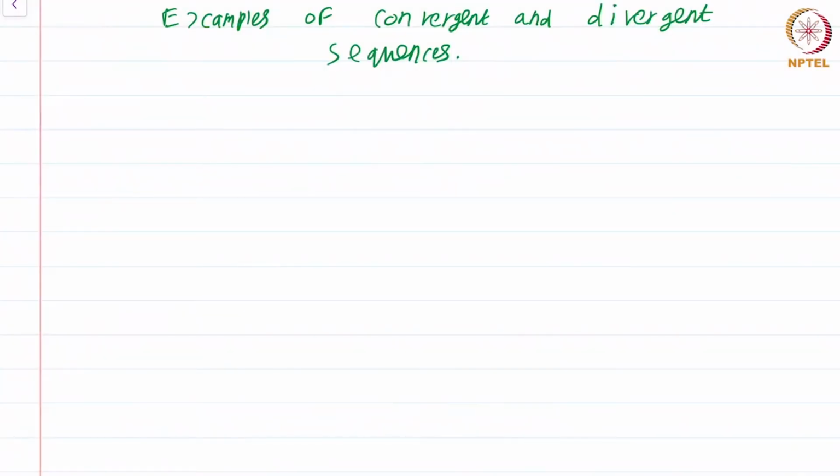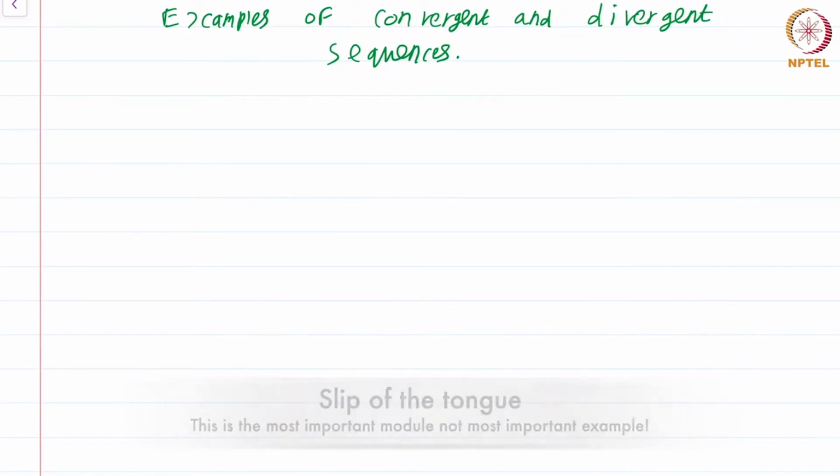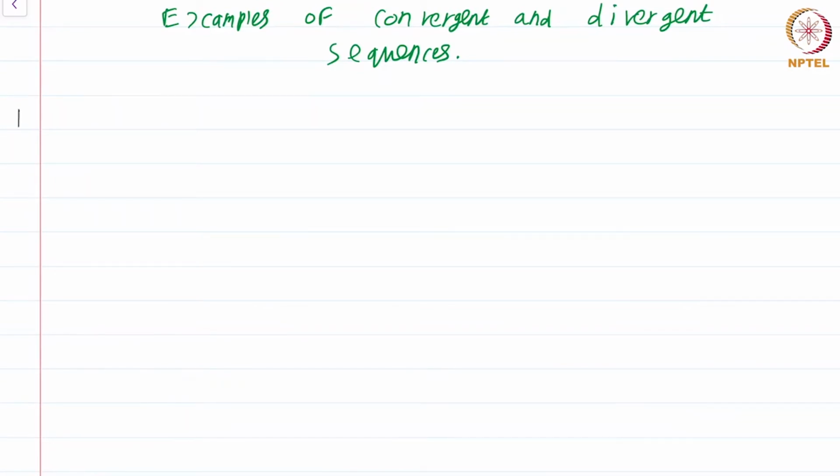In this module, we are going to see several examples. This is in some sense the most important example. As the popular saying goes, an example is worth 1,000 proofs. So let's start the first example.